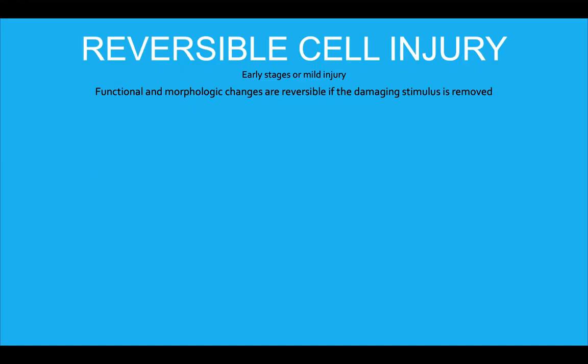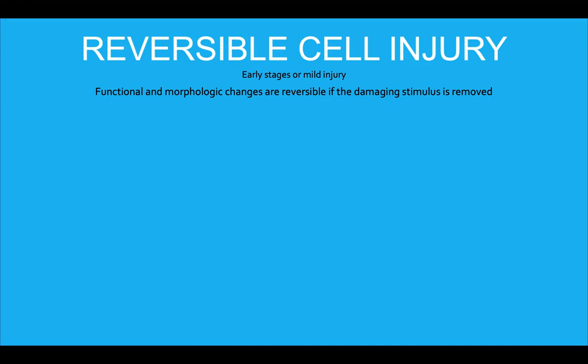So reversible injury is typically in the early stages of cell injury, so again, it hasn't been progressive enough to become irreversible, or if it's just a mild injury. So at this point, the functional and the morphologic changes are reversible if that stimulus is removed. So whatever is hurting or damaging the cell is removed, they can go back to normal.